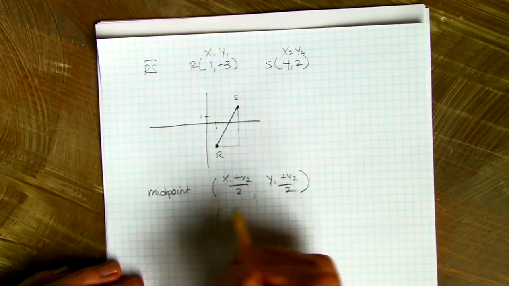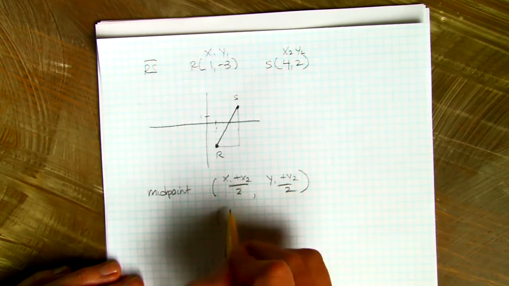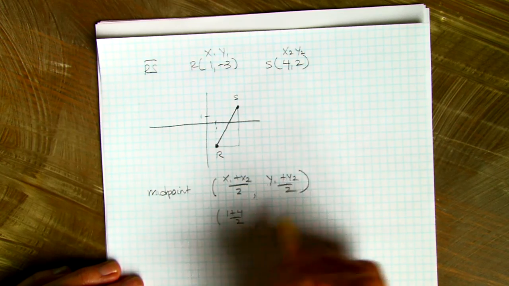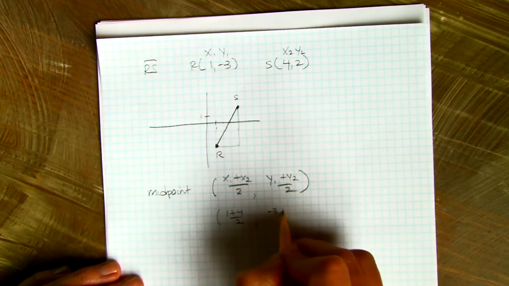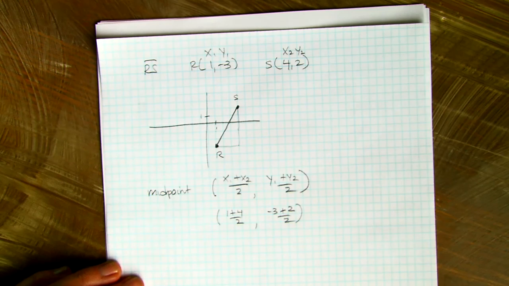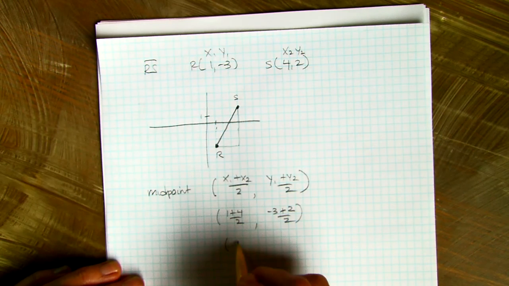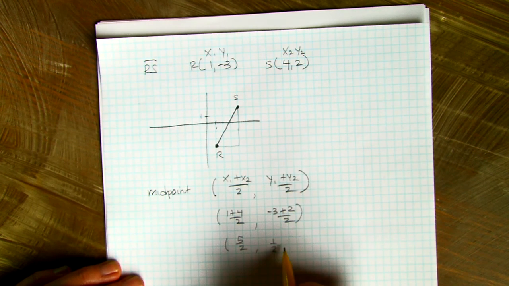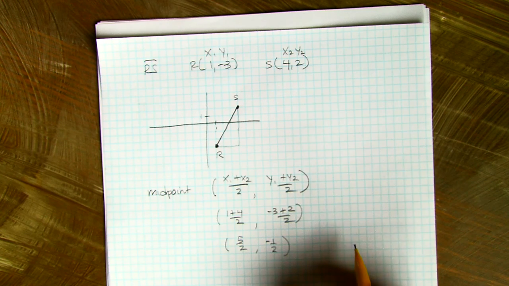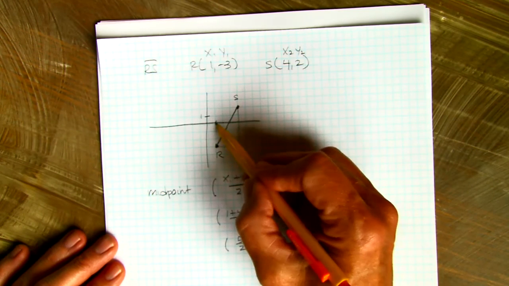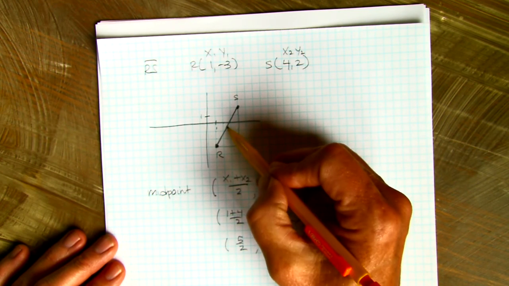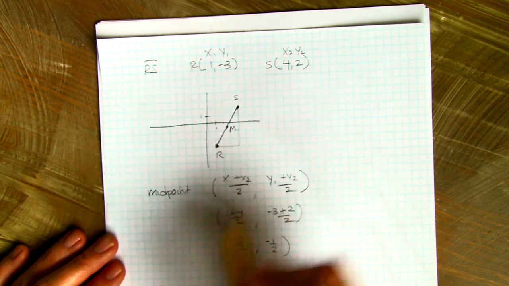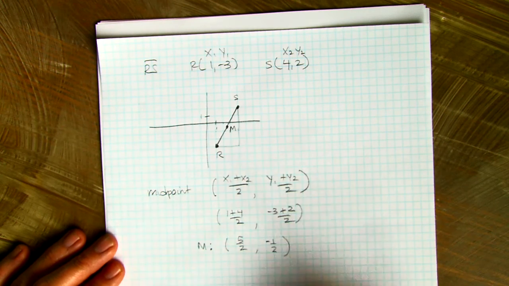So since my x values are 1 plus 4 divided by 2, and my y values are -3 plus 2 divided by 2, this gives me 5/2, or 2.5, and this gives me -1/2. So I'd be at 2.5 and at -0.5, and that looks about right. We'll call M the midpoint.